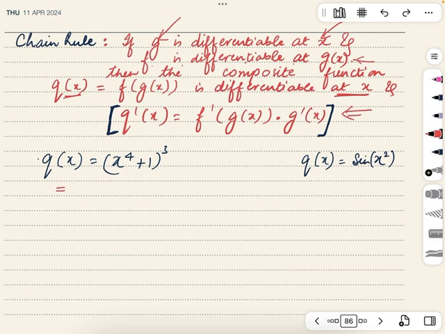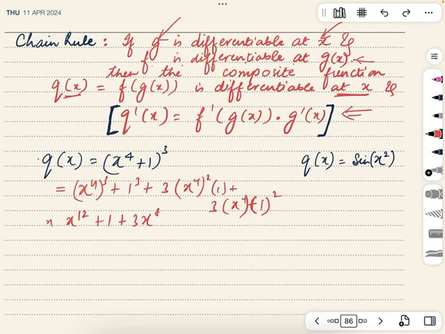Okay, it is (a plus b) whole cube, so that looks like a cube plus b cube plus 3a squared b plus 3a b squared. With b equal to 1, it will be x to the power of 12 plus 1 plus 3x to the power of 8 plus 3x to the power of 4.